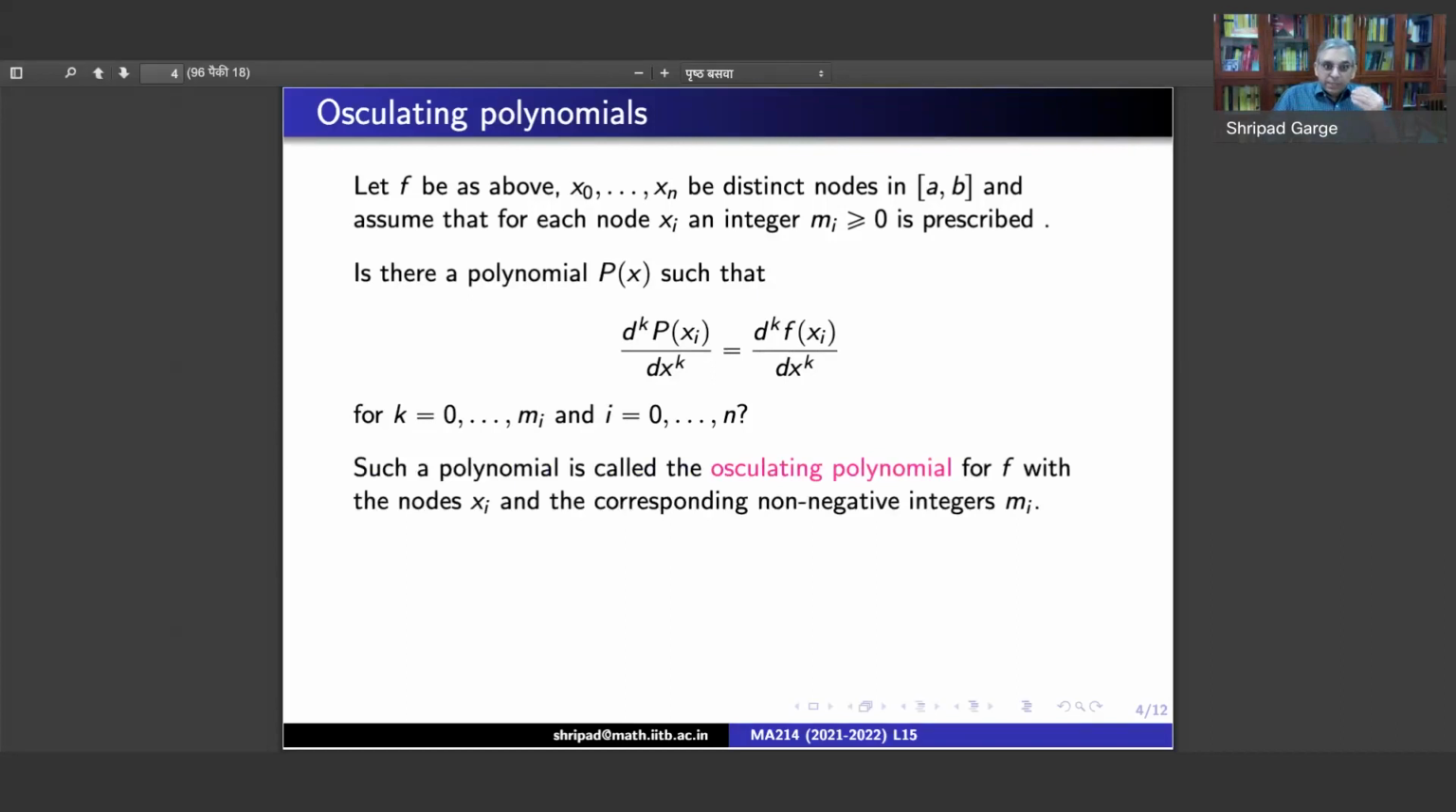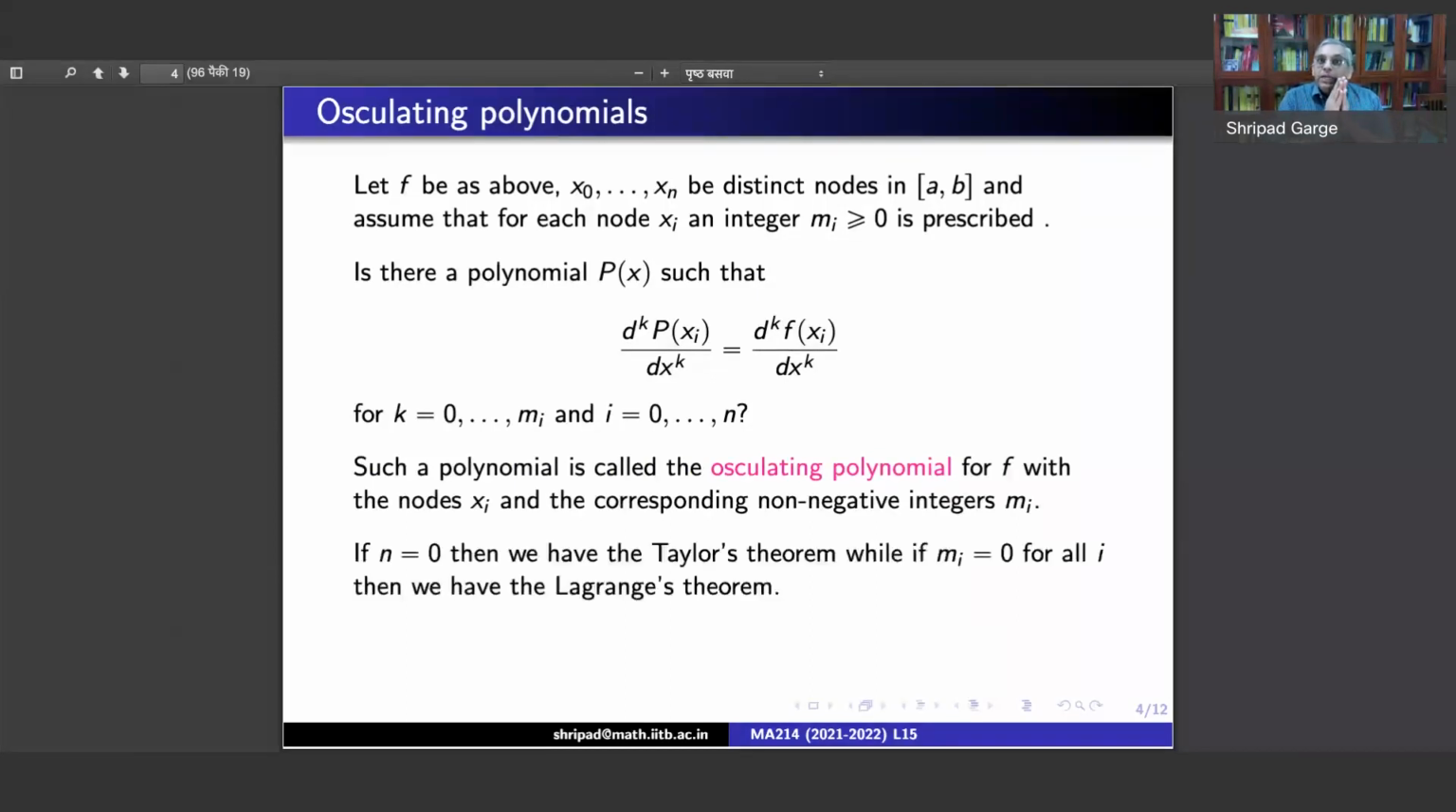Okay, so the special cases of these: when you have n equal to 0, you have only x0, and then there is a non-negative integer m0. When you have such a situation, then we have Taylor's theorem, which gives the answer. Whereas if you are looking at mi equal to 0 for all i, then we have Lagrange's theorem, which gives the answer. So Lagrange's theorem and Taylor's theorem are special cases of oscillating polynomials.